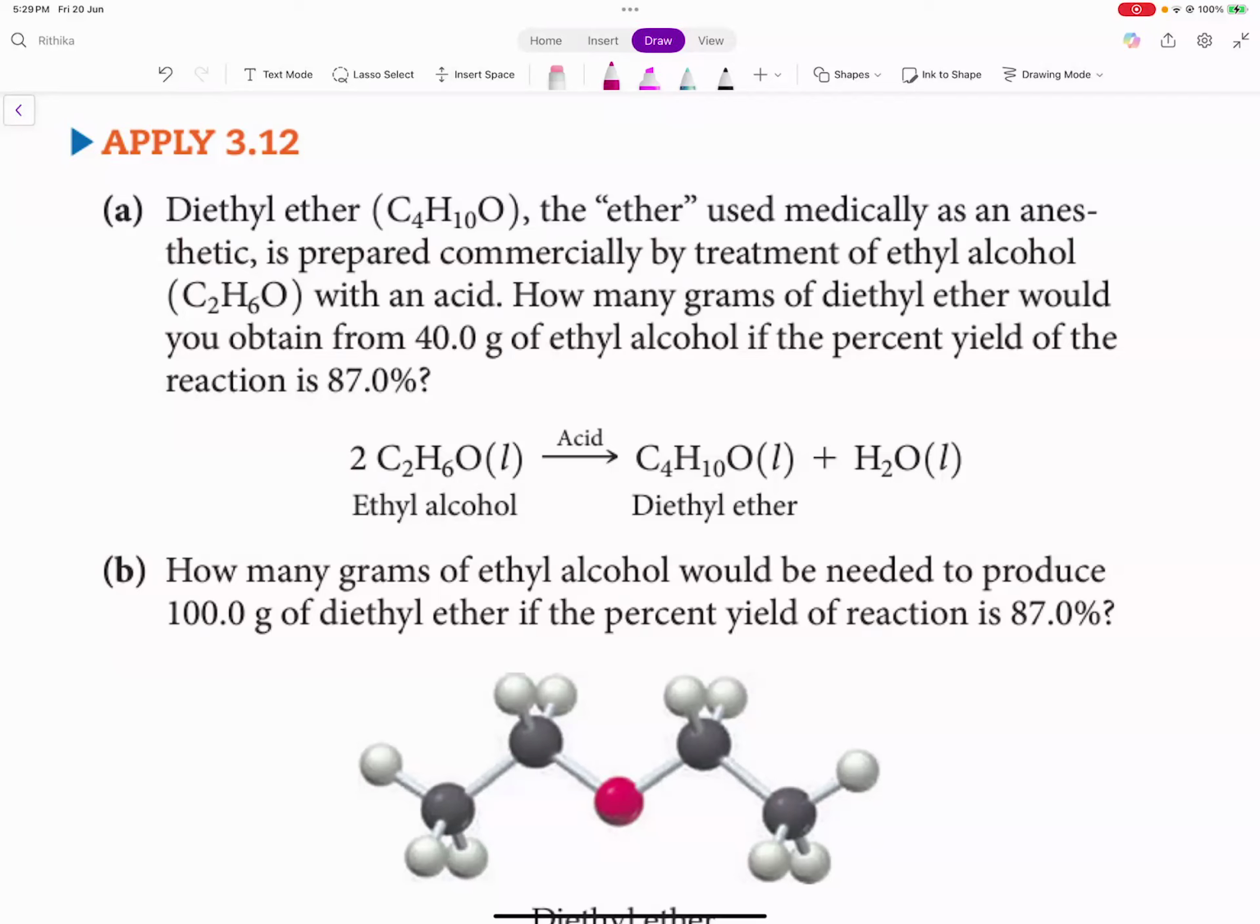So 27.68 grams for 3.12. One sec, let me check. Sorry, can you repeat? I did not catch you. I'm just checking how much you got for part A of 3.12. 27.68. Yes, that is correct. Now do part B.